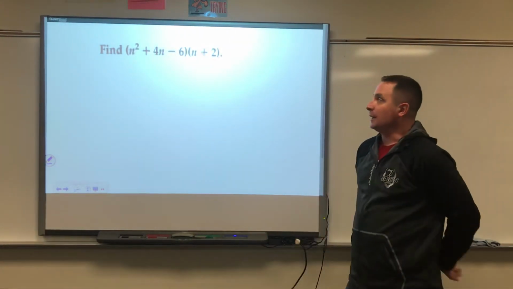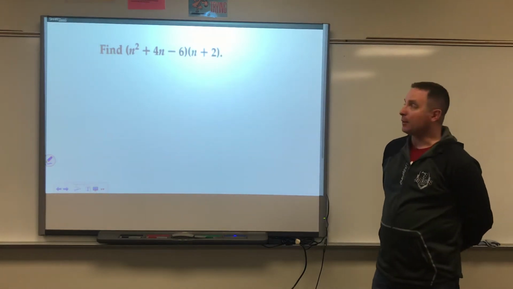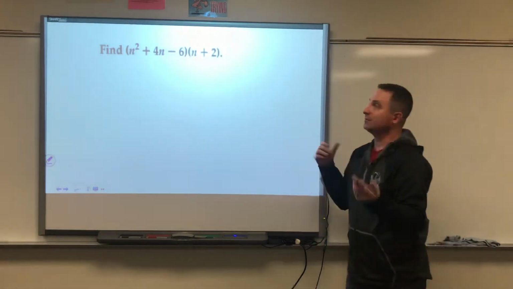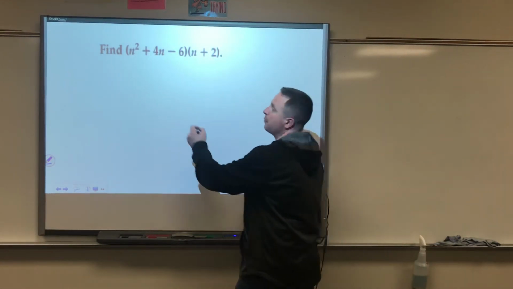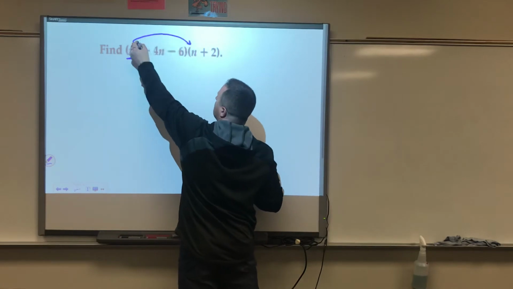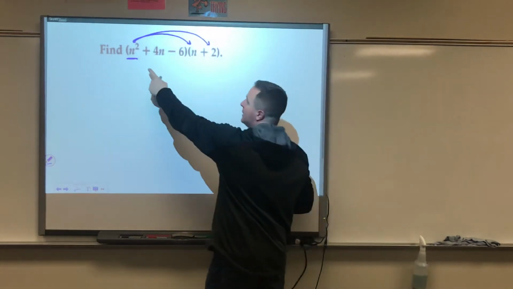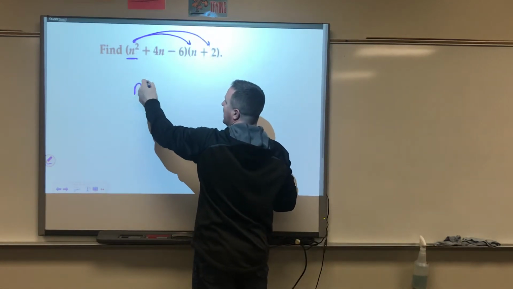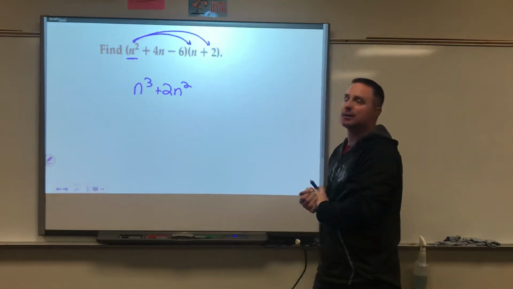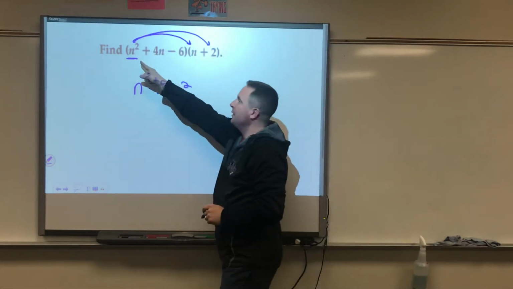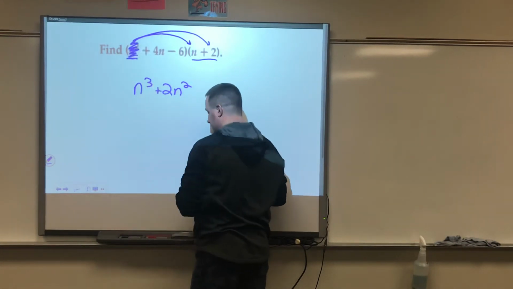How about this one? It almost kind of looks like a FOIL problem. But we're going backwards. Well, you can do it one of two ways. If I just stick with the distributive property, I'm going to take this one and distribute to everything in the second set of parentheses. And if I do that, n squared times n is n cubed, and n squared times 2 is 2n squared. There aren't any more numbers back here for the n squared to multiply, so it's done.